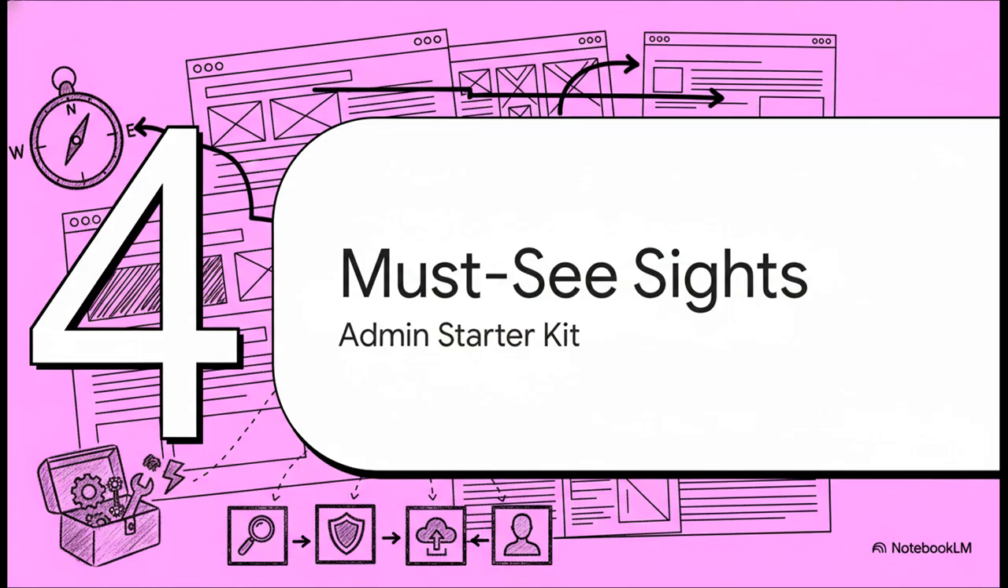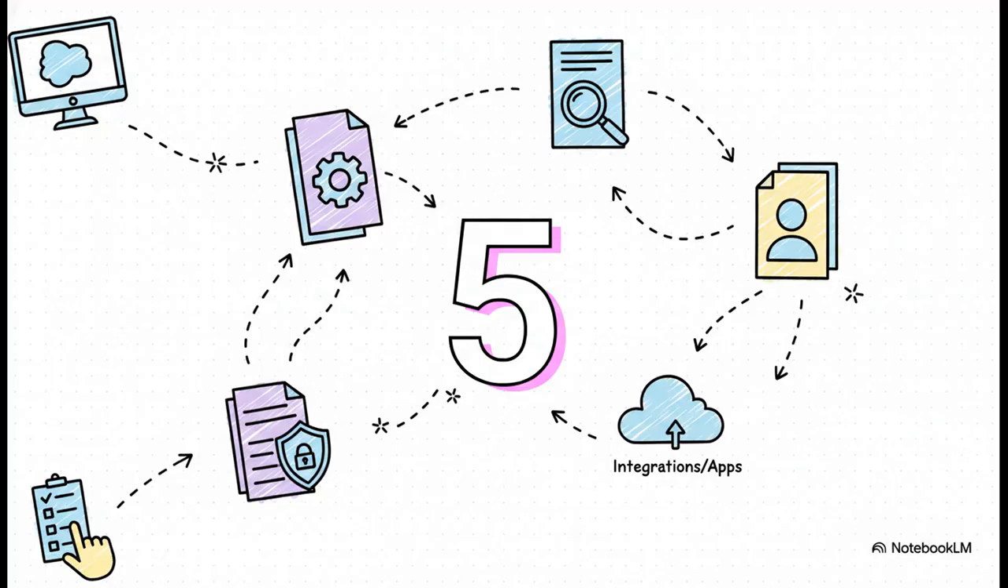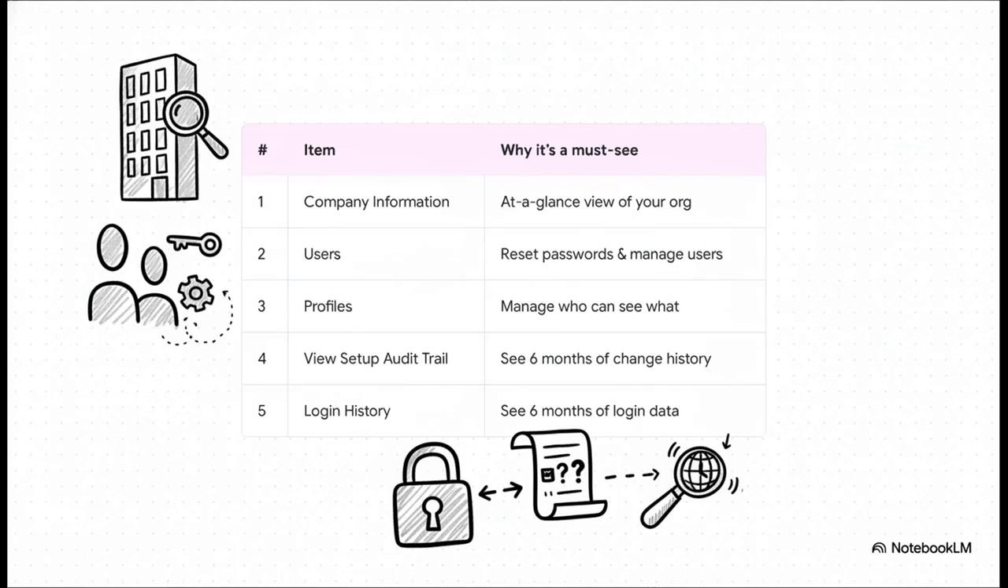I mean, there are hundreds of pages in Setup, but you don't need to know them all on day one. So let's focus on the absolute must-haves, your admin starter kit. We've narrowed it all down to the top 5 pages that every new admin should get familiar with right away. Ready? Let's take a look. Here's your starting checklist. #1, company information. This is a vital snapshot of your org's health, showing you how many licenses you have or if you're running low on data storage.